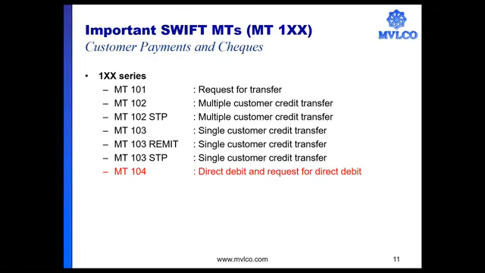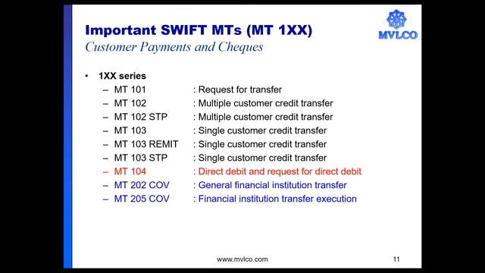Having said this, there are two more types which do not come under series 1. They come under series 2, but they are expected to be used only along with MT103. Therefore, I'll also be discussing MT2. I'll also discuss today what is MT202 cover, which is General Financial Institution Transfer, and also the MT205 cover. We'll discuss both the serial method of payment and the cover method of payment.